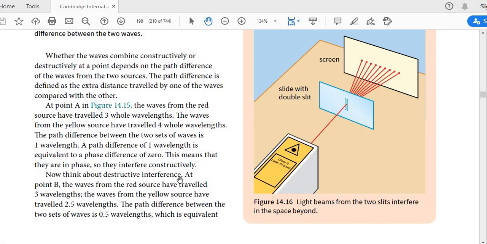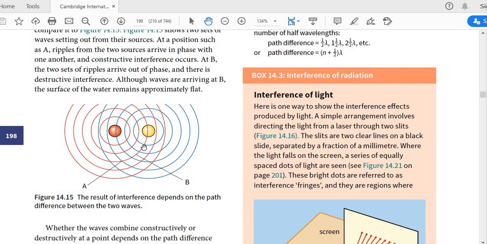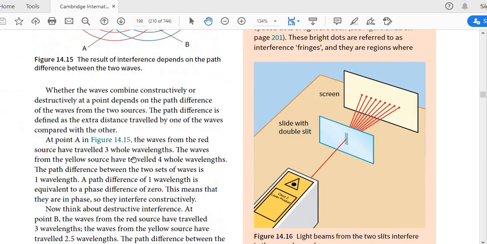Now think about the destructive interference at point B. That is this one here. Again, you can count 1, 2, 3 waves here, 3 wavelengths. Here it is 2.5 wavelengths. So the path difference is 3 minus 2.5, which is half a wavelength. That means crest and trough are meeting, and you can see it from here. So there will be destructive interference there.